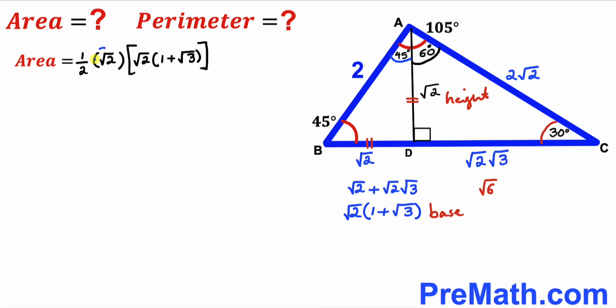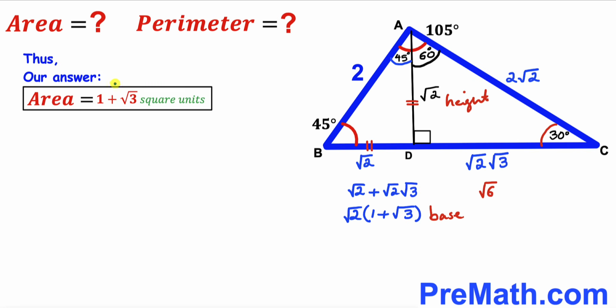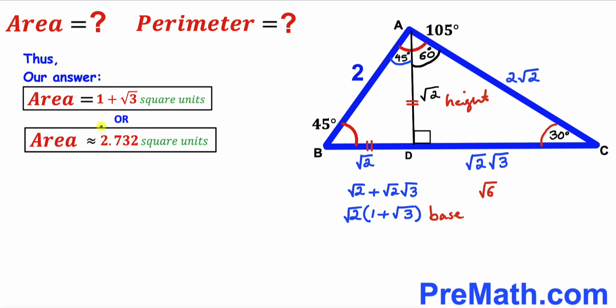And now let's make an observation. We can see square root of 2 times square root of 2 is going to be simply 2. And this 2 and this 1 divided by 2 cancel each other out. So therefore, the area of this triangle is going to be simply 1 plus the square root of 3 square units. So thus the area of this triangle ABC turns out to be 1 plus square root of 3 square units. And that's going to be approximately equal to 2.732 square units as well.